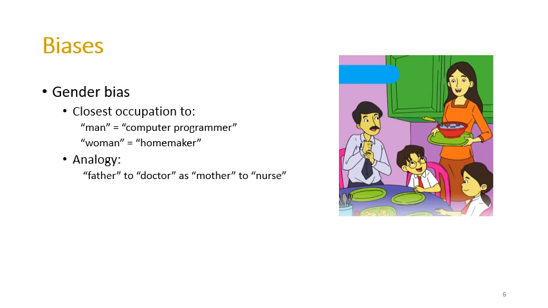Some researchers have also used word2vec to show that there are biases in the literature. For example, in gender bias. The researchers show that the occupation that is closest to men is computer programmer, while on the other hand, the closest word to a woman is homemaker. And then some researchers also show that in the analogy, remember the man and king, woman and queen that I showed earlier, father is analogical to doctor, and then mother is analogical to nurse.